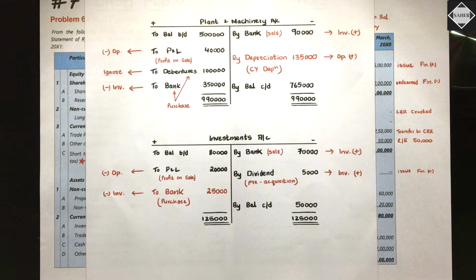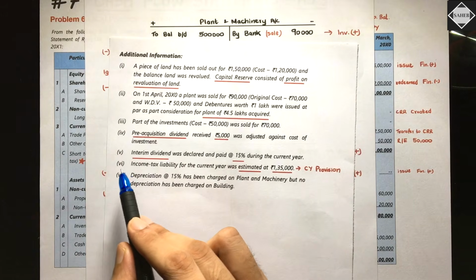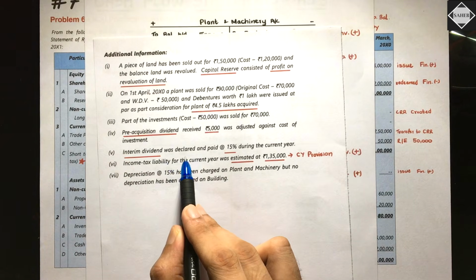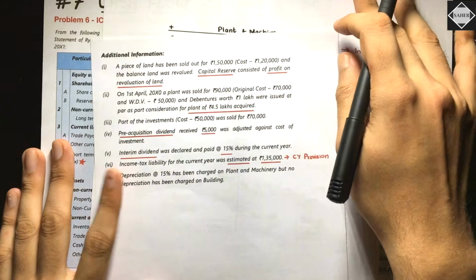Next, we have an adjustment of, see here, interim dividend, right? What they are saying? Interim dividend was declared and paid at 15% during the year. Okay, what is interim dividend?